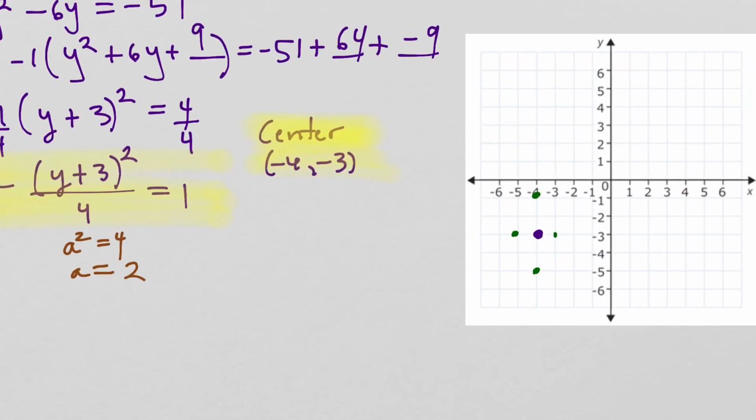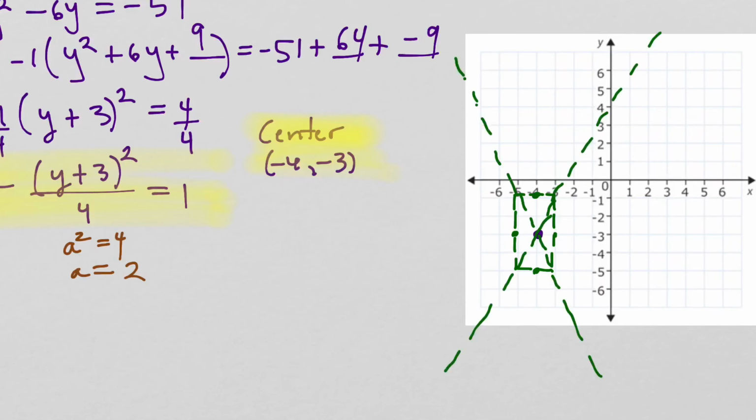Alright, so this gives me my construction lines for the box, which helps me with my drawing. Now I draw my asymptotes out the corners of the box through the center. So asymptotes through the center, out the corners of the box. You extend them over the whole graphing region. So now I know I can draw in the branches of my hyperbola.